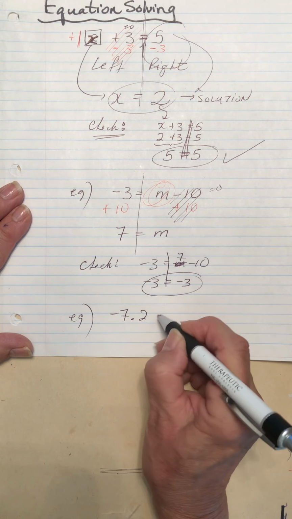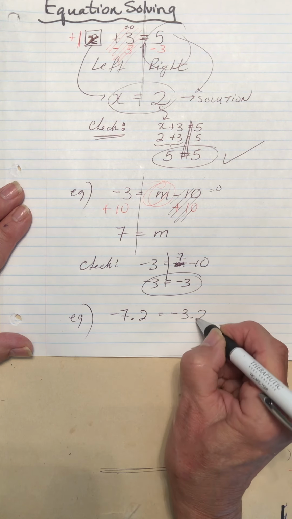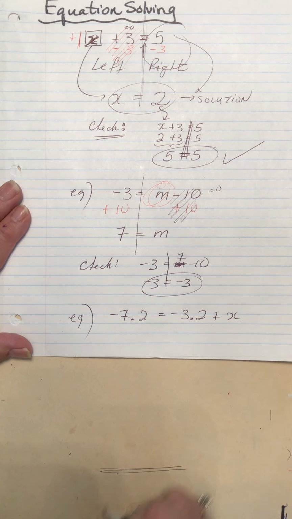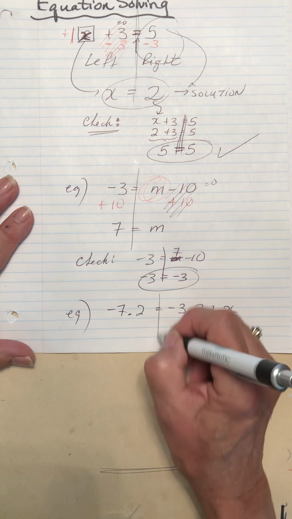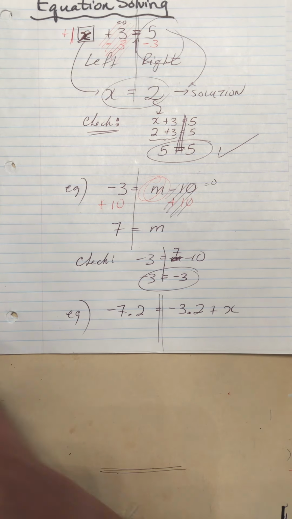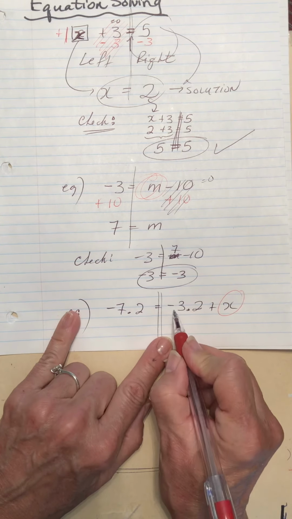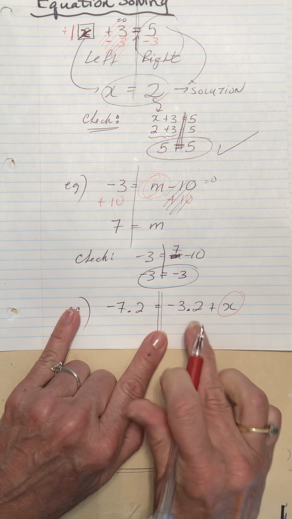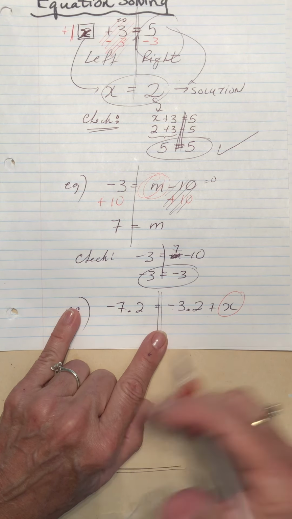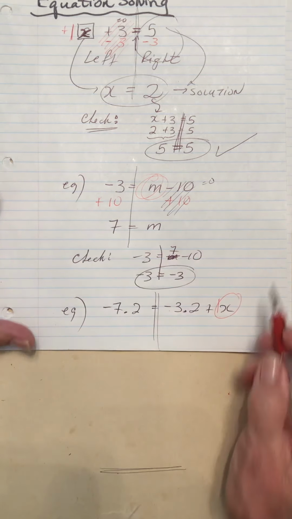Negative 7.2 equals negative 3.2 plus x. It is an equation. I have a left side and a right side. I'm trying to get the x by itself. So be careful. This is a minus 3.2 or a negative 3.2. And this is a nice positive 1x right here.